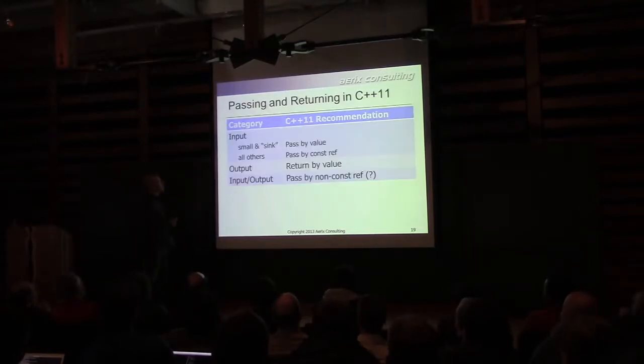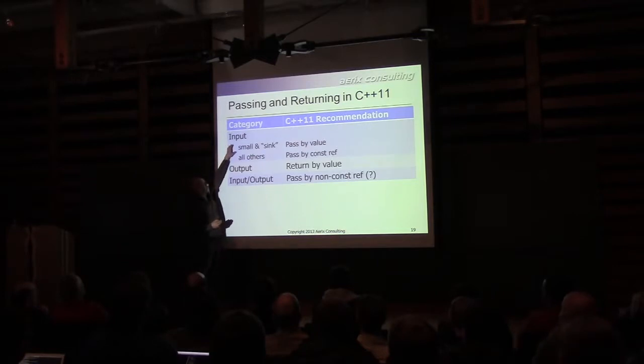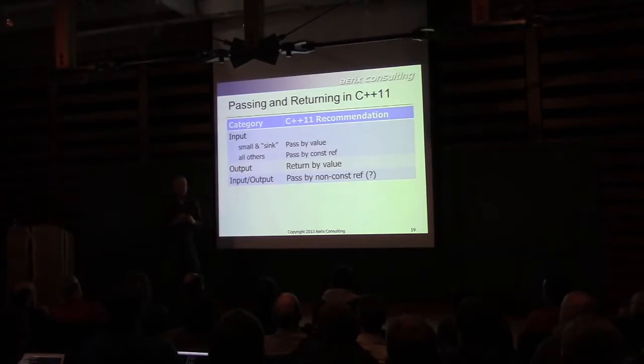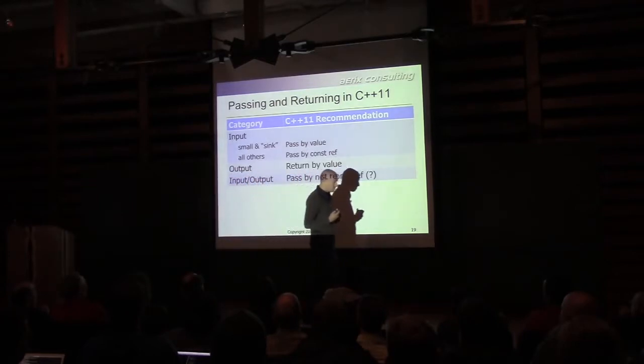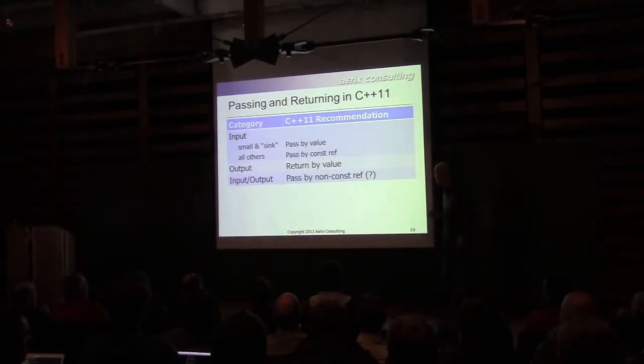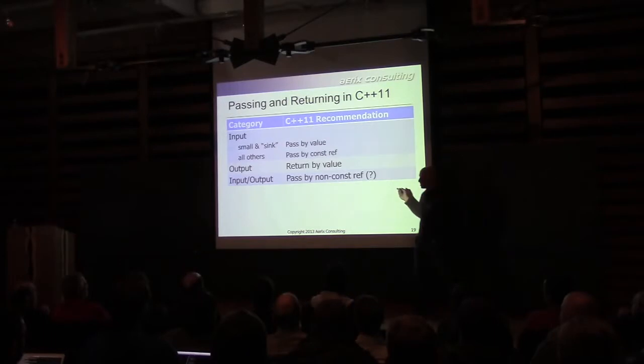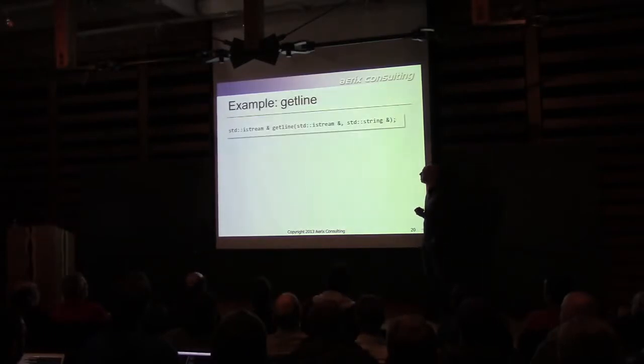Okay. So here's what we have so far. Input parameters, small and sink, are passed by value, all others are passed by const reference. And since we have cheap to move types, I think output parameters should be returned by value. And now we have these weird input-output parameters. We haven't really said anything about them yet. Pass them by non-const reference, I guess, right? That's kind of unsatisfying, because it hurts composability.